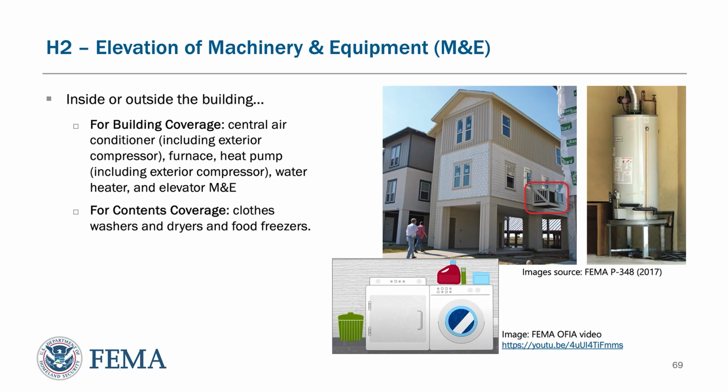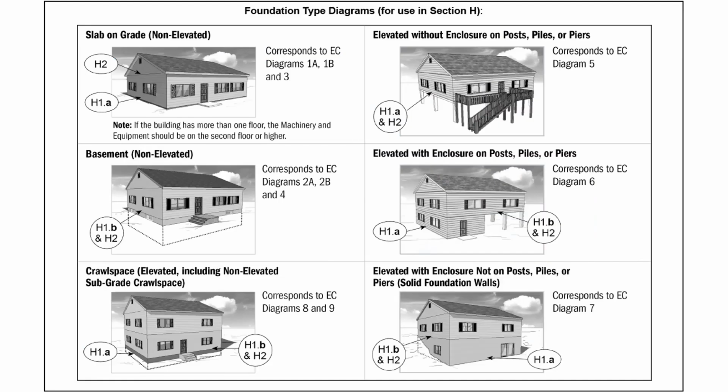For contents coverage only, H2 applies only to things like clothes washers, dryers, and food freezers that would be covered by the contents policy. Here are the foundation type diagrams again. You can see that each of the 6 foundation types have an H2 arrow, which is always the elevation of the elevated floor or higher. In slab-on-grade buildings that are not elevated, that machinery has to be a full story higher than the slab floor.